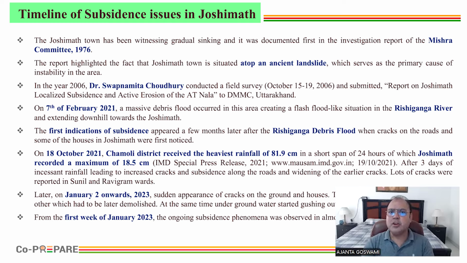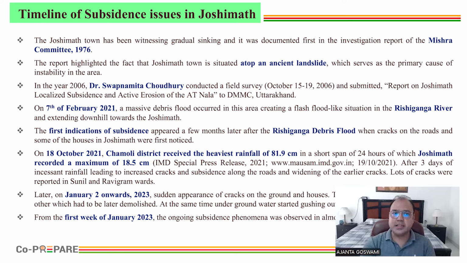If you look at the timeline of the Joshimath subsidence issue, this is not a new phenomenon. Rather, it has been reported way back in 1976, and even before that it had been witnessed. In 1976, the Mishra Commission, or Mishra Committee, witnessed gradual sinking, and it was documented first. The report highlighted that Joshimath town is situated atop an ancient landslide, which could be the primary cause of instability in that particular area.